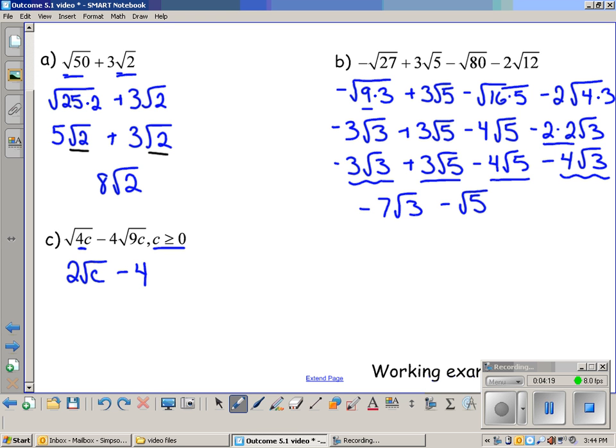Minus 4, and I want to simplify this radical. The square root of 9C: the square root of 9 is 3, so I'm going to multiply by 3 out front of the root, and underneath my root sign, I'm left with C. So 2 root C, take away 12 root C. 2 take away 12 gives me a total of negative 10 root C.